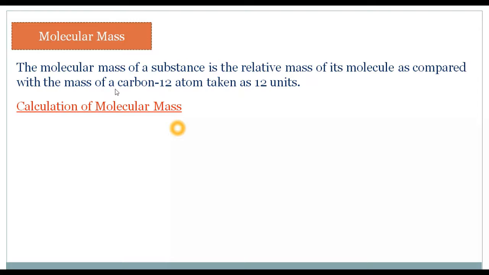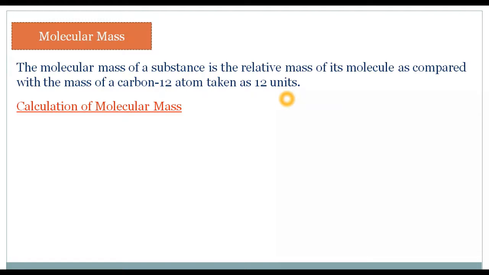Now let's look at the molecular mass. Just as an atom has atomic mass, in the same way a molecule has a molecular mass, and it is the same as the atomic mass. That is, the molecular mass of a substance is the relative mass of its molecule as compared to the mass of a carbon-12 atom, which is taken as 12 units. As we know, carbon-12 has been assigned the mass of 12 units, and we have to find the relative mass by relating the masses of molecules with the carbon-12 atom.